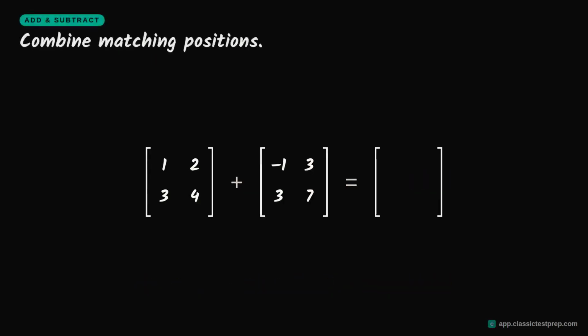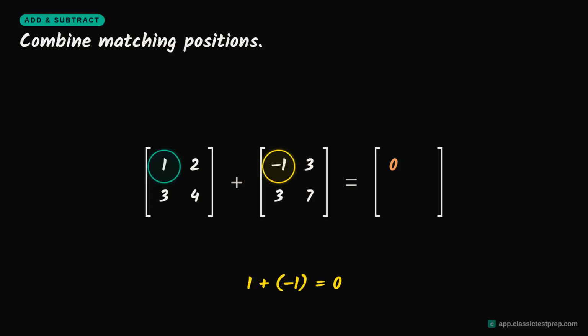Let's add 2 2 by 2 matrices together. The first matrix has entries 1 and 2 in the first row, and entries 3 and 4 in the second row. The second matrix has entries -1 and 3 in the first row, and 3, 7 in the second row.